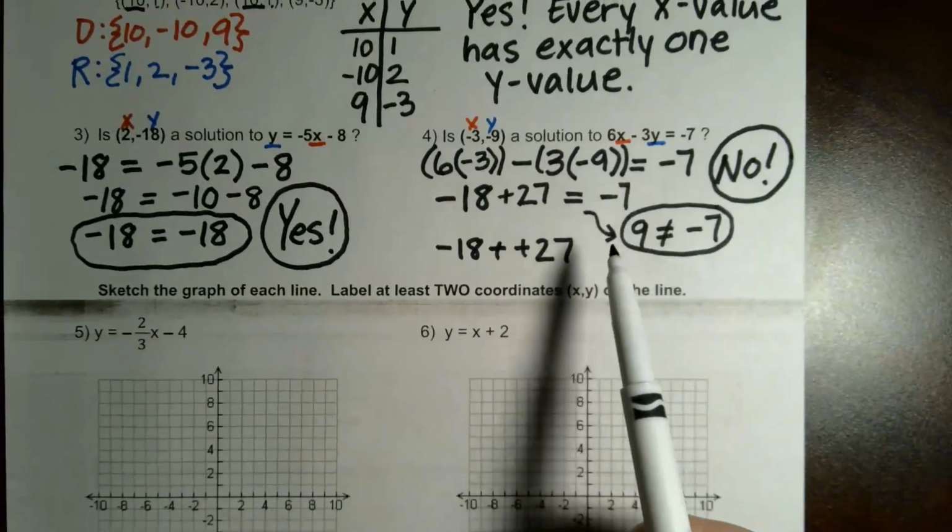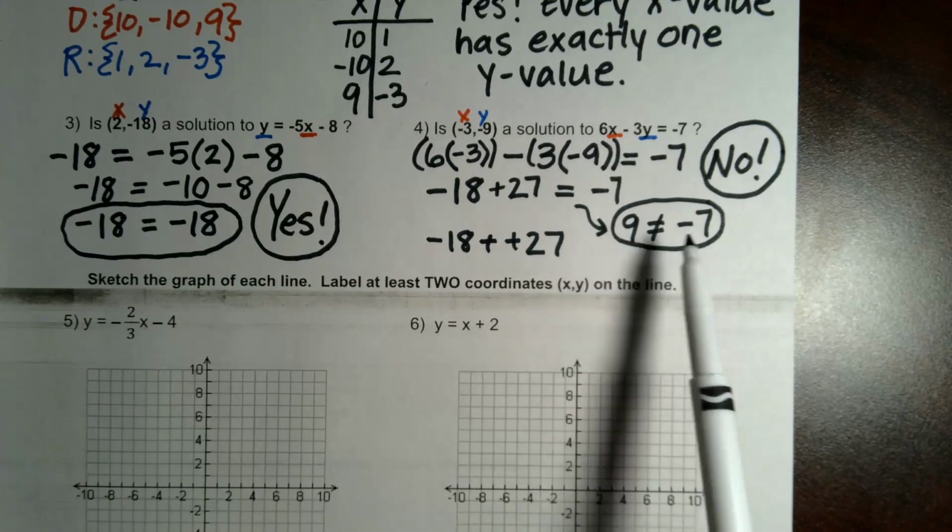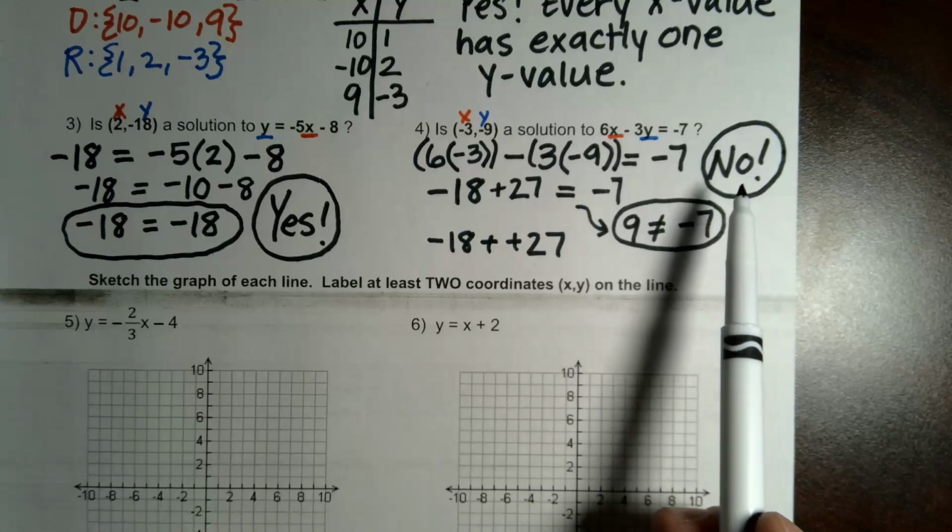And then your solved equation here. -7. Yes, and we know that this is not true, so that's why our answer is no.